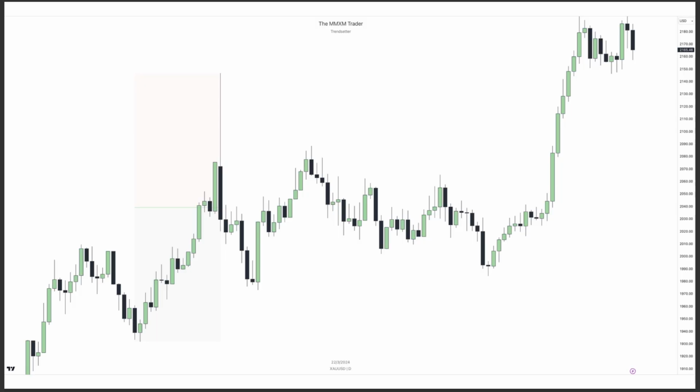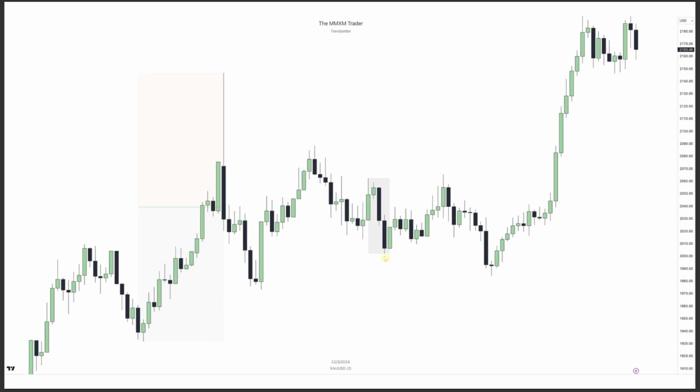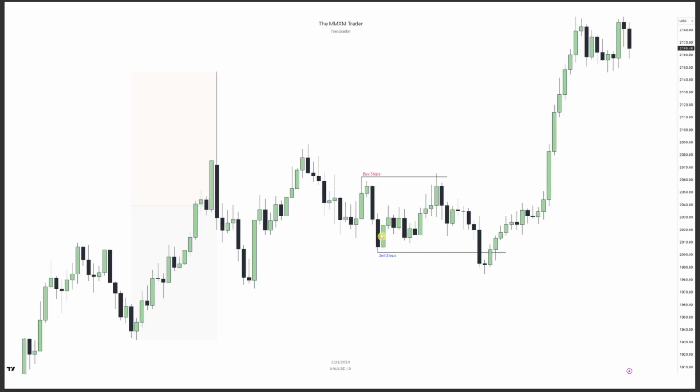What are we going to look for, right? As always, mark out your premium and discount of the range, and specifically we're going to be focusing on this piece of price action here. What happened in this piece of price action? So if I go to the next slide, we see buy stops and sell stops resting above the high of the range, right?